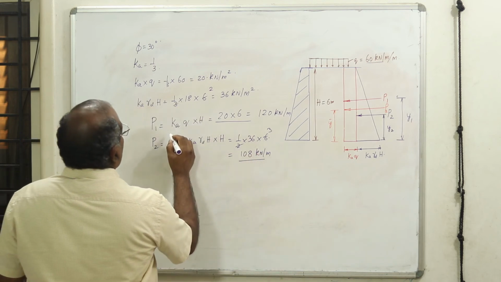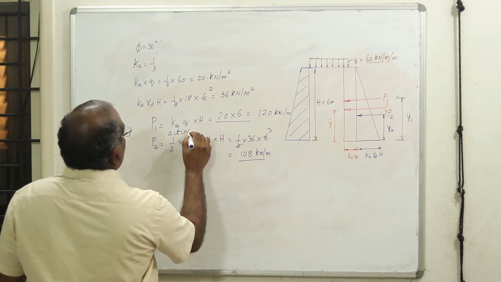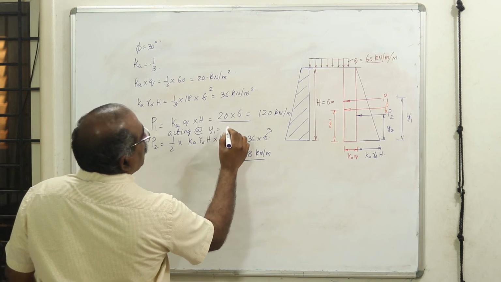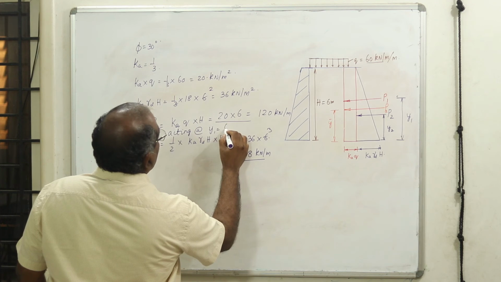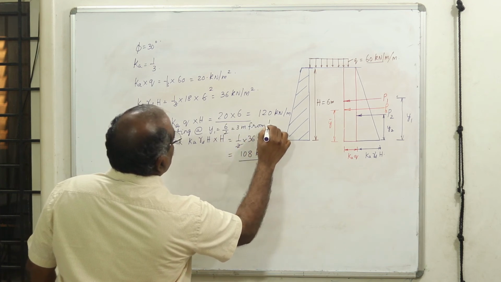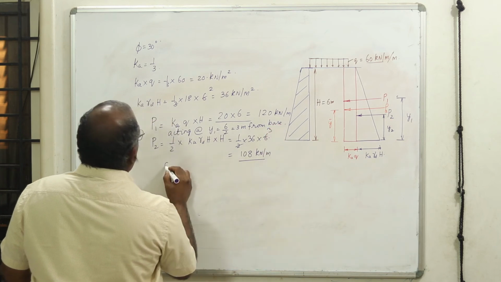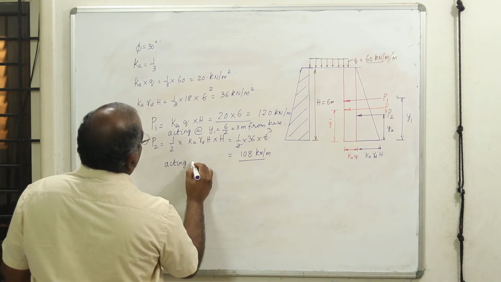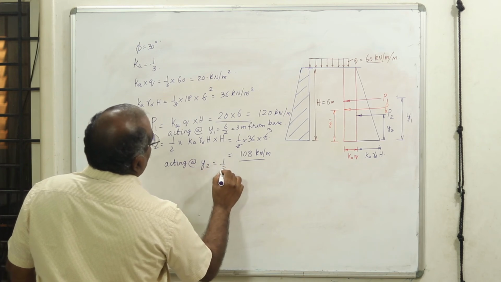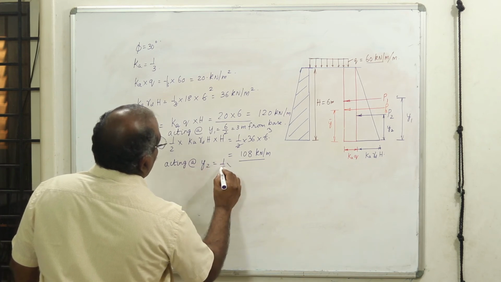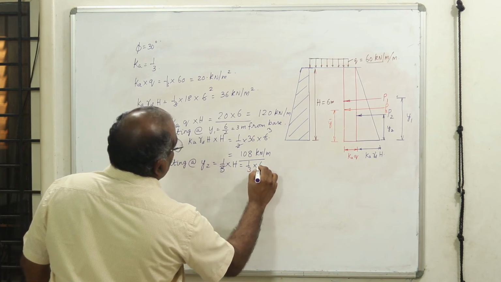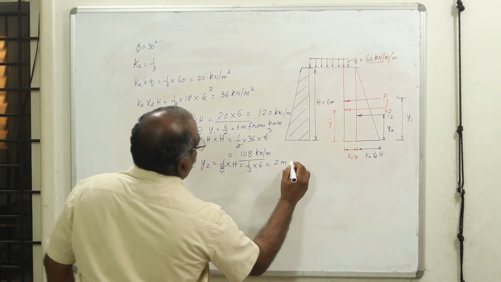Now, P1 is acting at Y1. Y1 is equal to how much? Y1 is 6 by 2, equal to 3 meters from the base. P2 is acting at Y2, which is equal to one third of H, that is 2 meters from the base.